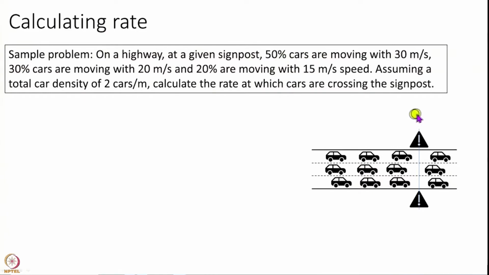Now imagine I have some signpost somewhere, just a spot on the road, and I ask you the question, what is the rate at which cars will be crossing this line, this blue line here? We have to assume some density of the cars, and let us say that the density is 2 cars per meter. That is actually a lot of cars, but fine, every kilometer you have 2000 cars, so a very busy highway I guess, but let us assume it, it is a number. So this is a puzzle for you.